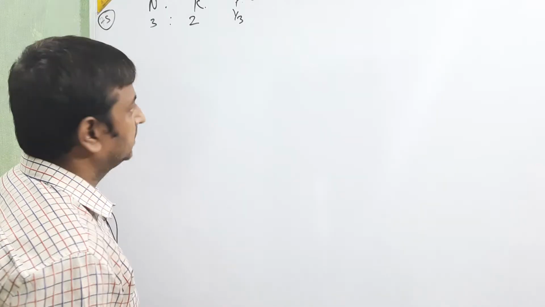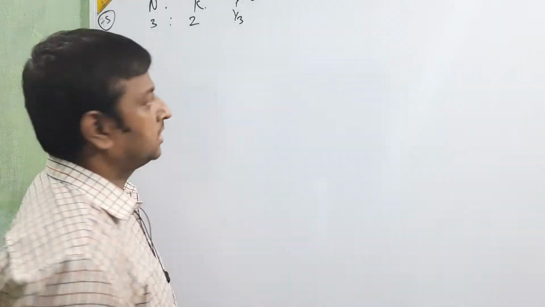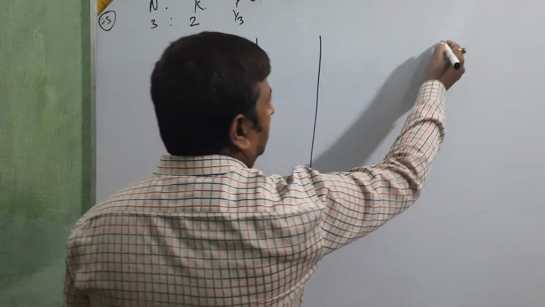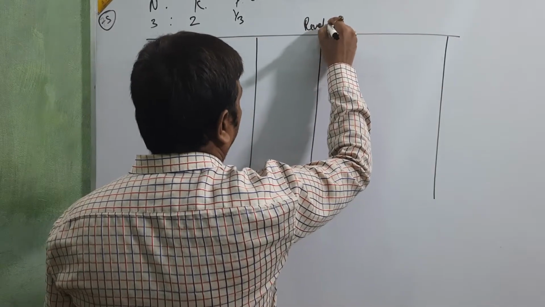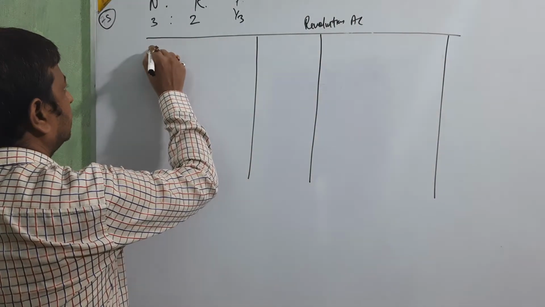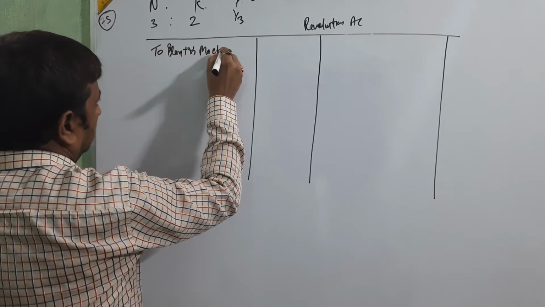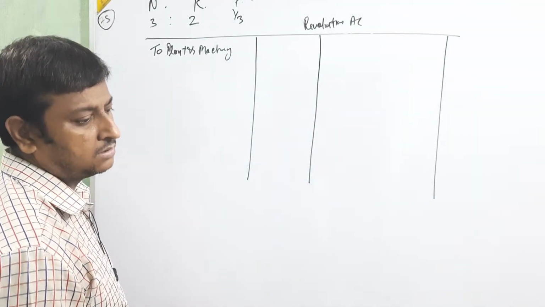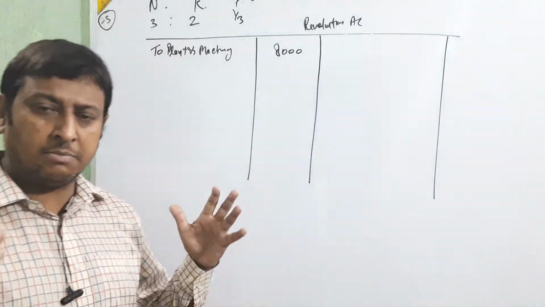First, plant and machinery to be reduced by 10%. For that we are going to make the revaluation account. Just see how we are going to make this revaluation account. Plant and machinery is to be reduced by 10%. Looking at the balance sheet, the plant and machinery value is 80,000. 10% means 8,000. I think you know well how to make the revaluation account.